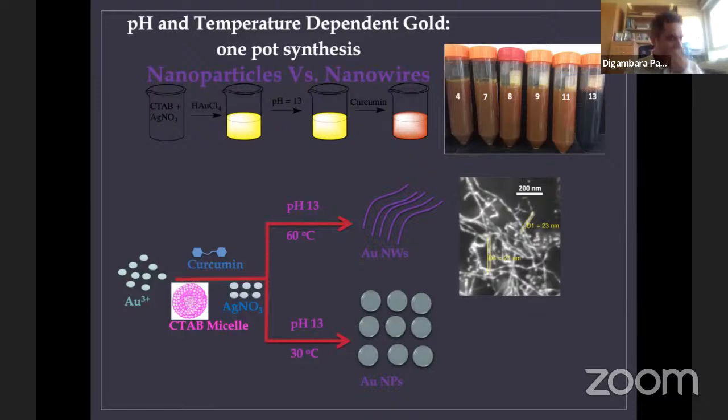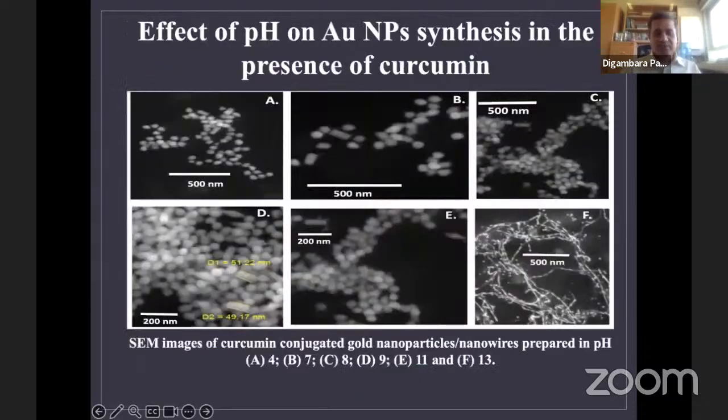What we found is that when we have alkaline or extreme pH, at pH 13 and above 60 degrees Celsius, we were able to get the nanowires. And these nanowires we applied for various applications. One of the applications I will be talking about is the environmental degradation of toxic chemicals. Here we have different sizes. As you can see, we can get very nice nanowires using our method.